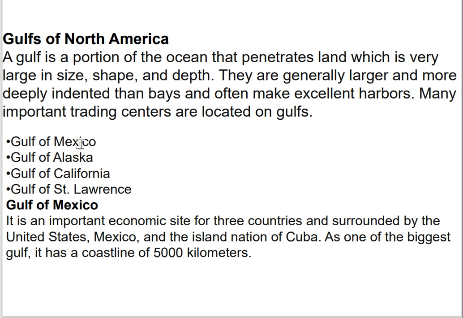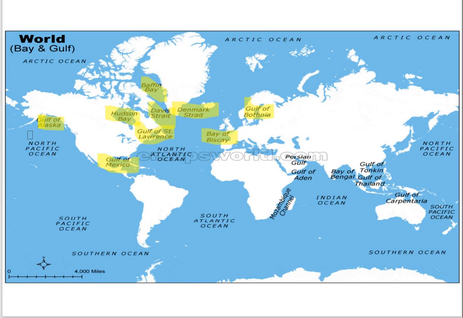Importance of trading centers. The Gulf of Mexico, Gulf of Alaska, Gulf of California, St. Lawrence. Let's have a look. Here is the Gulf of Alaska near the Alaska region. Here is the Gulf of Mexico near Mexico. Here is the Hudson Bay. Here is the Davis Strait or Davis Sea. Here is the Baffin Sea. Here is the Arctic Ocean.